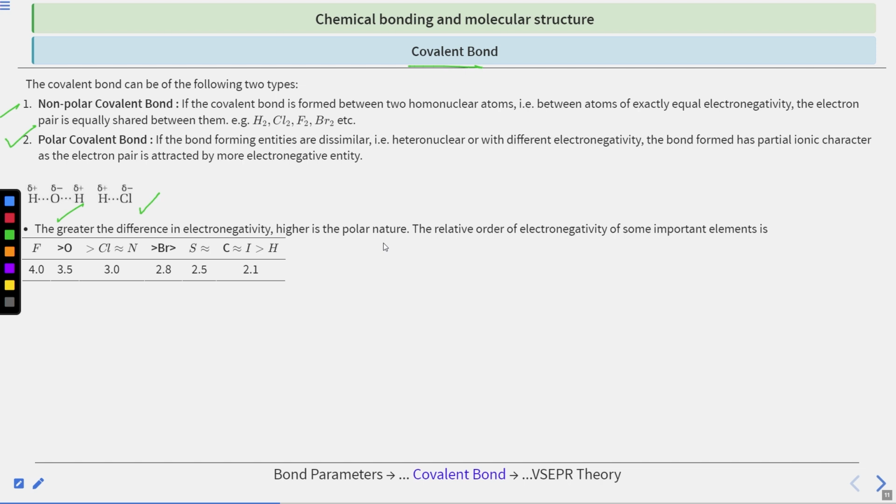The relative order of electronegativity of some important elements is: fluorine has 4.0, oxygen is less than fluorine, that is 3.5. Chlorine is less than oxygen and equivalent to nitrogen, 3.0. Bromine is less than chlorine or nitrogen, 2.8. Sulfur is less than bromine, 2.5. Carbon is equivalent to iodine and greater than hydrogen, whose electronegativity is 2.1.